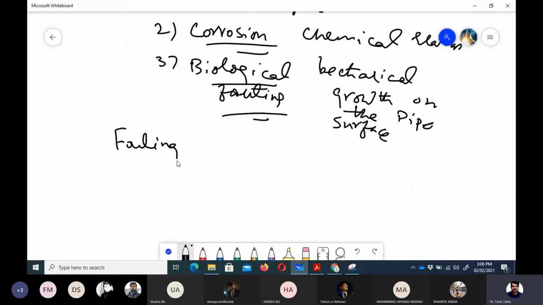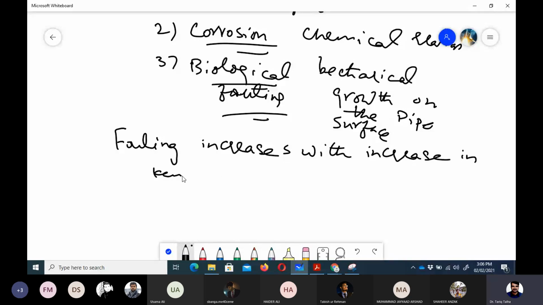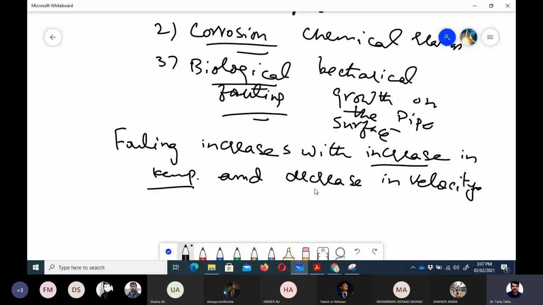increases with increase in temperature and decrease in velocity. Because if the velocity is less, then there would be more time for that solid to deposit on the pipe surface, and if the temperature is more, then there would be more chances of chemical reaction between the pipe surface and the water.